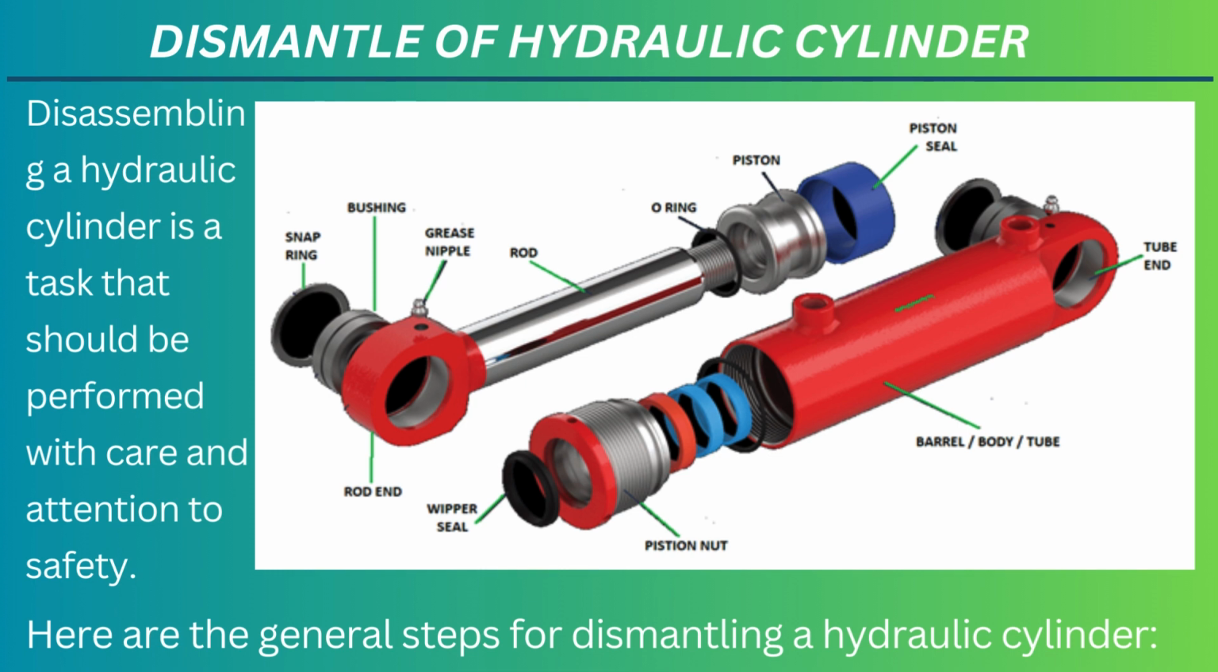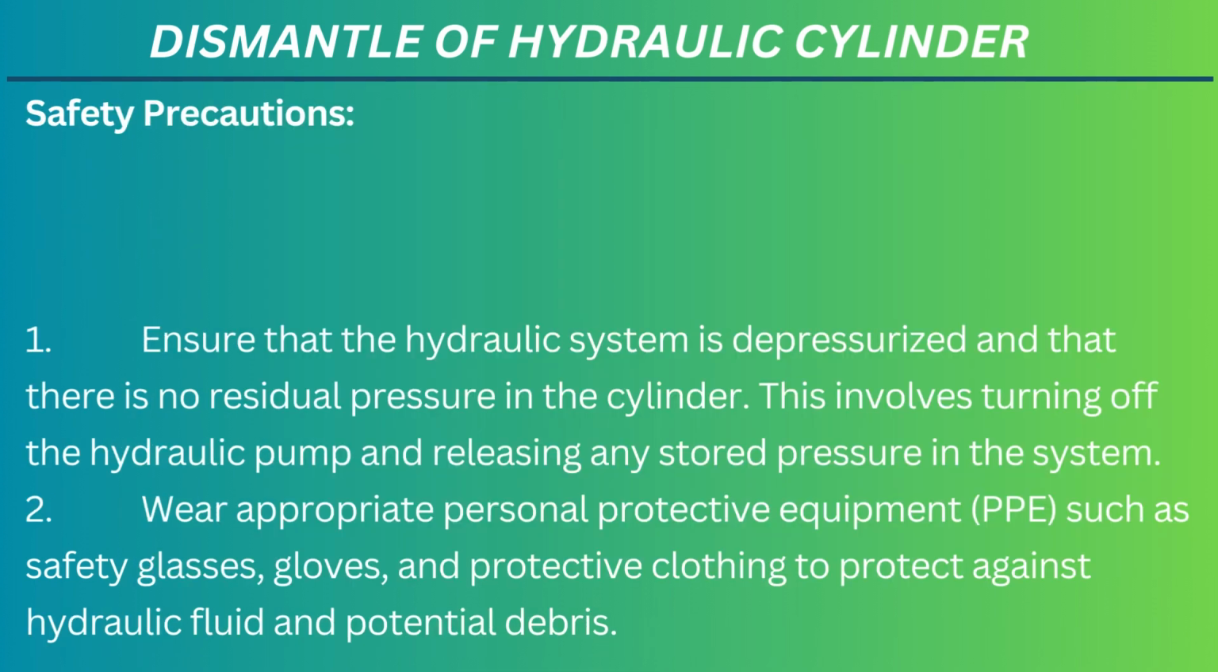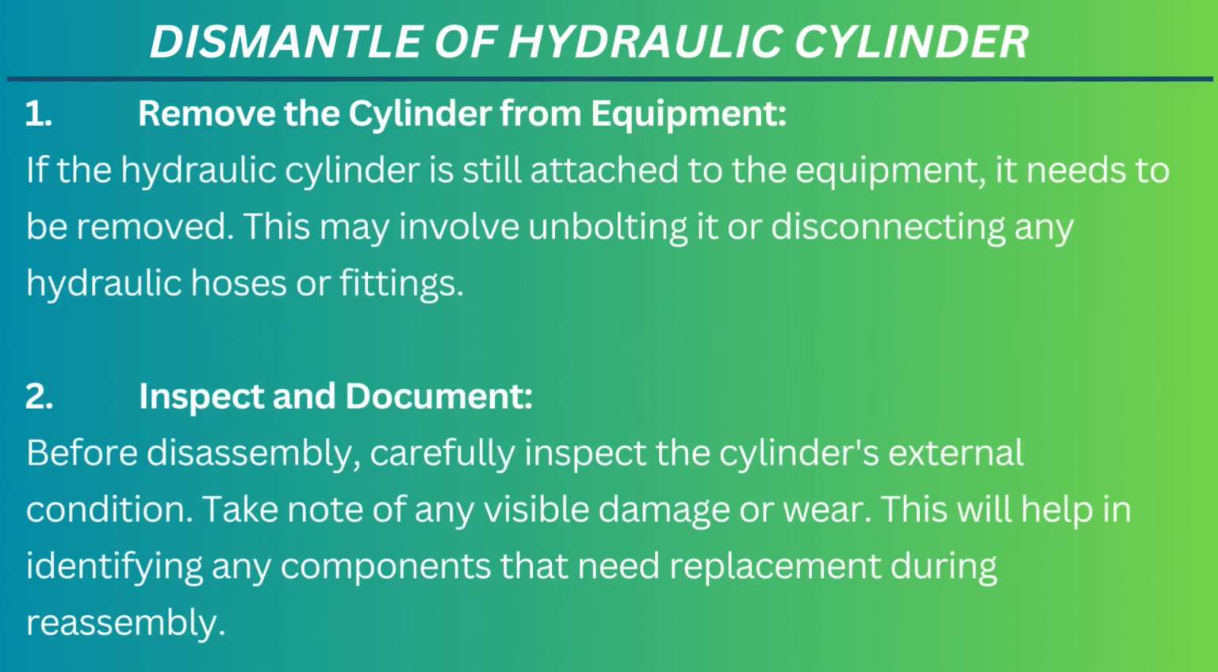Disassembling a hydraulic cylinder is a task that should be performed with care and attention to safety. Here are the general steps for dismantling a hydraulic cylinder. Safety precautions. 1. Ensure that the hydraulic system is depressurized and that there is no residual pressure in the cylinder. This involves turning off the hydraulic pump and releasing any stored pressure in the system. 2. Wear appropriate personal protective equipment, PPE, such as safety glasses, gloves, and protective clothing to protect against hydraulic fluid and potential debris.